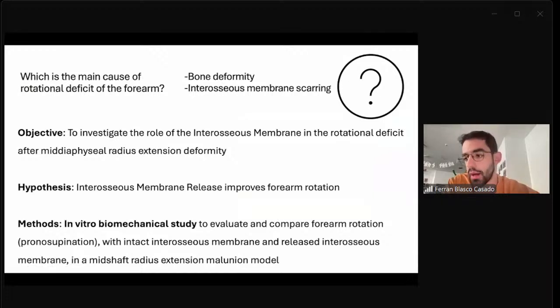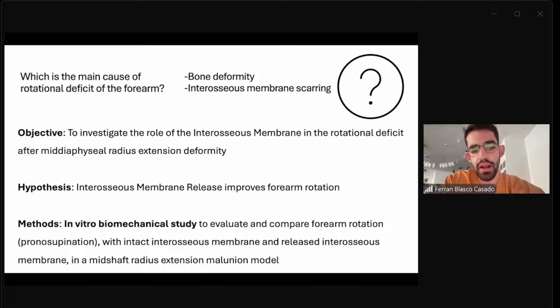To know the options, we need to know what the main cause of the rotational deficit of the forearm is. Is it bone deformity, or may it be interosseous membrane scarring? That's why we performed our study, with the objective to investigate the role of the interosseous membrane in the rotational deficit after midshaft radius extension deformity. We hypothesized that interosseous membrane release improves forearm rotation.